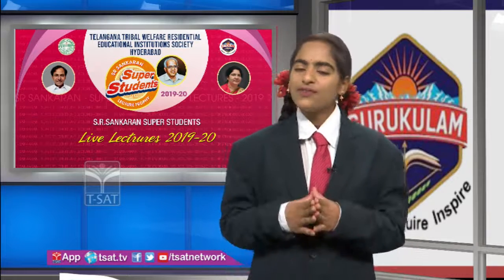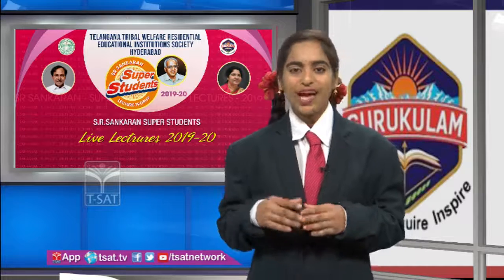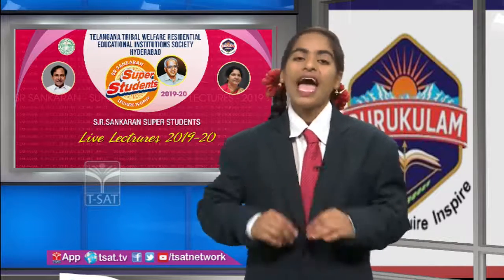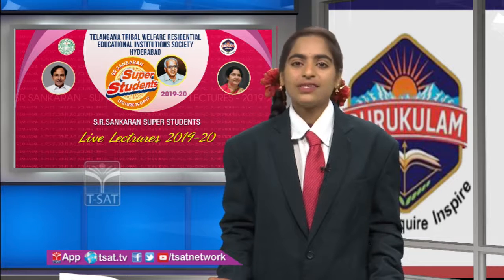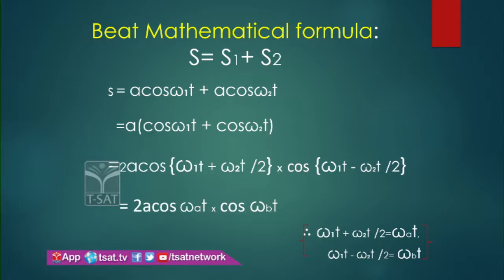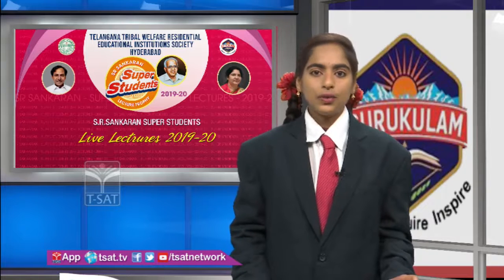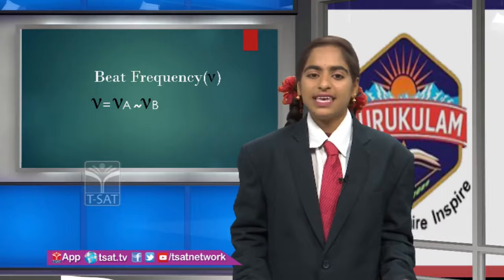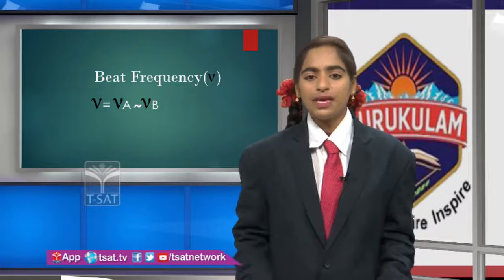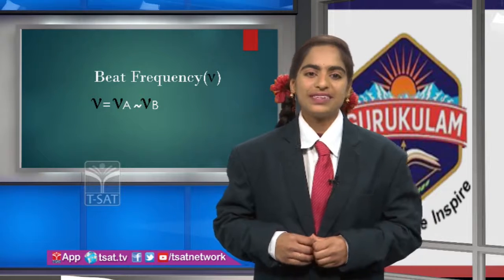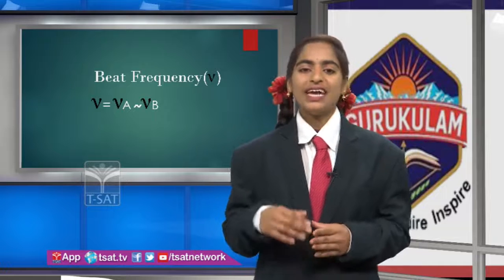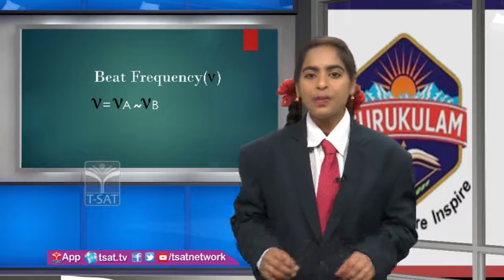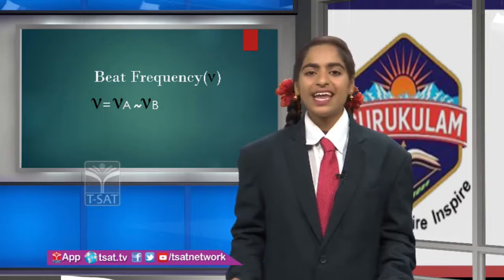Beat frequency is nothing but the difference between the frequencies of sound wave 1 and sound wave 2. We denote beat frequency by the symbol mu. Mu is equal to mu A minus mu B, where mu A is the frequency of sound wave 1 and mu B is the frequency of sound wave 2. The difference of these two sound waves gives the beat frequency.